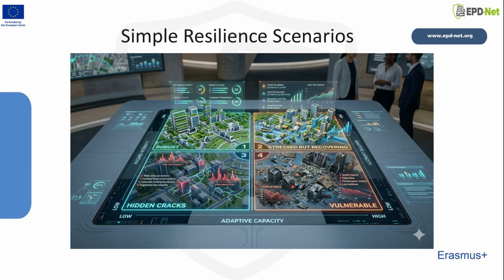Even when the scenario model is simple, it is valuable because it makes assumptions explicit and helps teams discuss strategy under uncertainty instead of waiting for perfect prediction. That matters in planning because decisions are often made under incomplete information, so even a basic scenario matrix can help teams compare response options, identify no-regret measures, and communicate priorities to stakeholders.